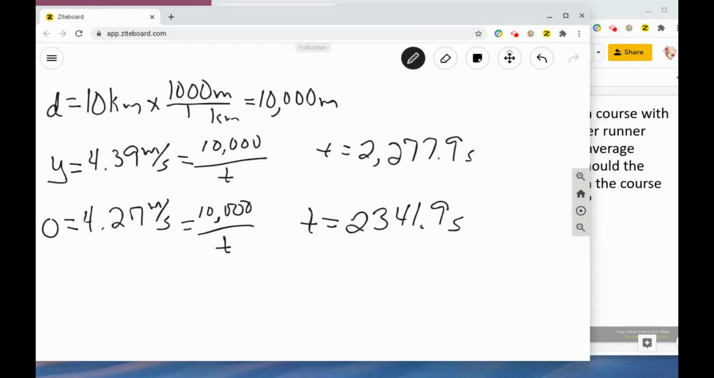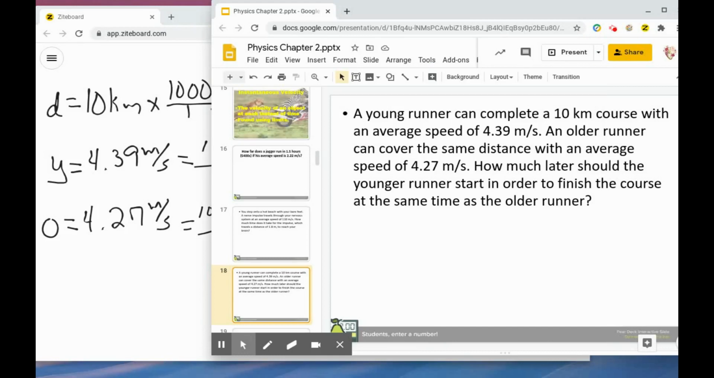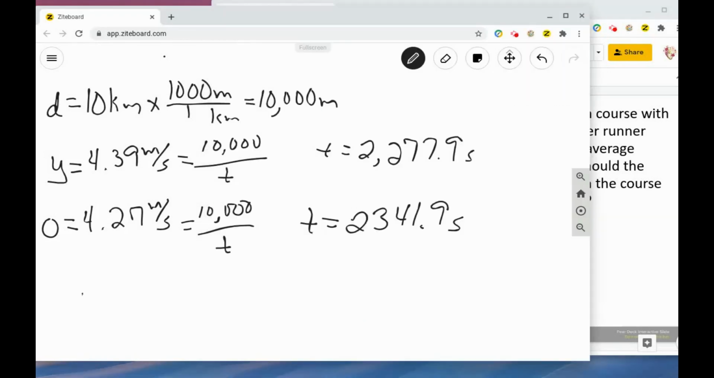So now the problem, if we look back, says how much later should the younger runner start in order to finish the course in the same time. So we really are just looking for the difference in their time. So if we take the 2,341.9 seconds minus the 2,277.9 seconds, the difference between those two is going to be 64 seconds. So if the younger runner starts 64 seconds later, then the two would finish at the same time.